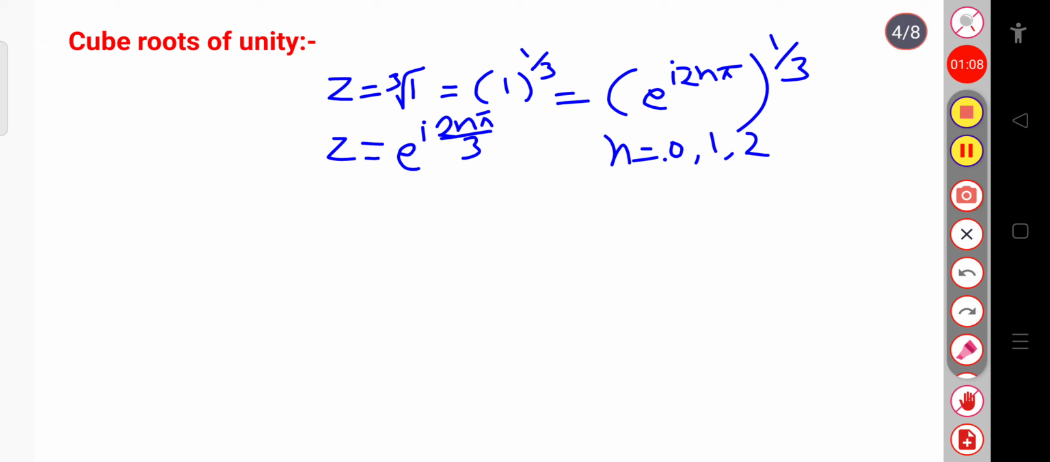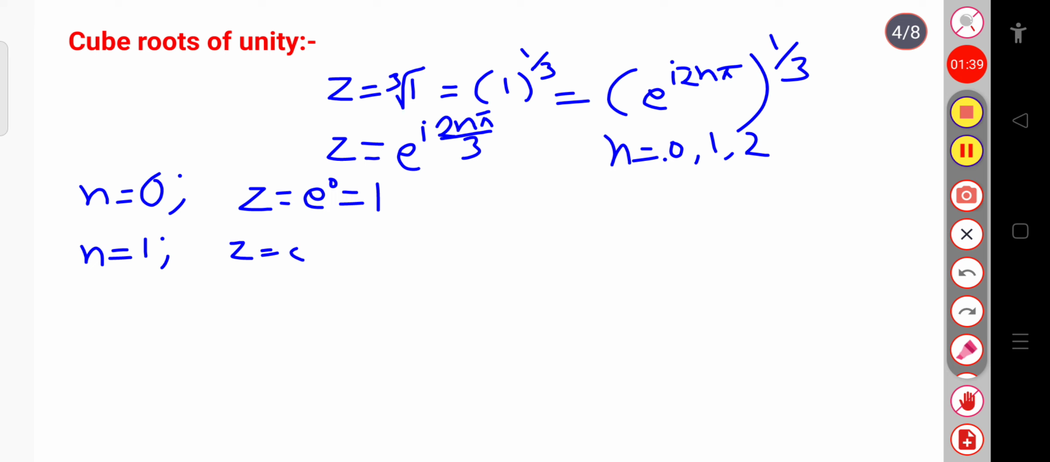There are 3 values because we are going to calculate the cube root of unity. Now for n equal to 0, z will be exponential 0, which is nothing but 1. Similarly for n equal to 1, z will be exponential iota 2 pi by 3.